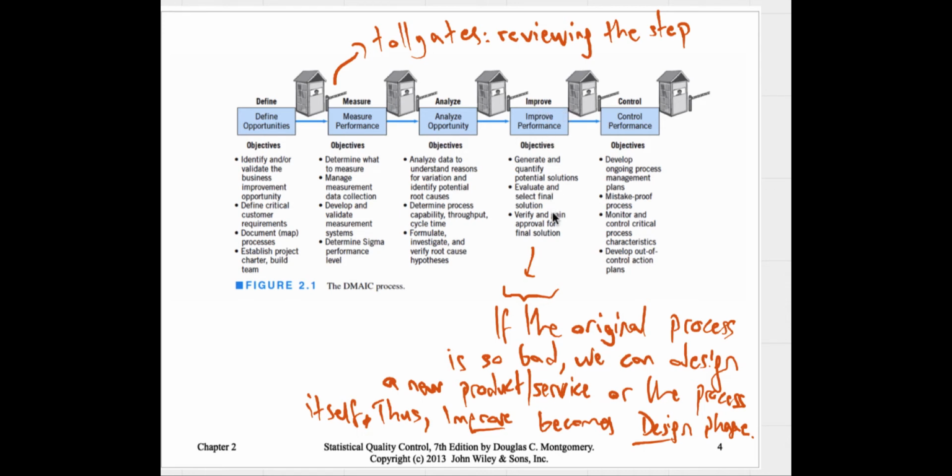In the improve step, we are trying to improve the quality levels of the key characteristics of the product or the processes. But if the original process is so bad, we need to redesign it, or if we are talking about a product, we need to design a new product. So the improve step becomes a design phase in the DMAIC, and we can use design for Six Sigma methods for this phase. Improve phase becomes design, and we can use DFSS here. All right.